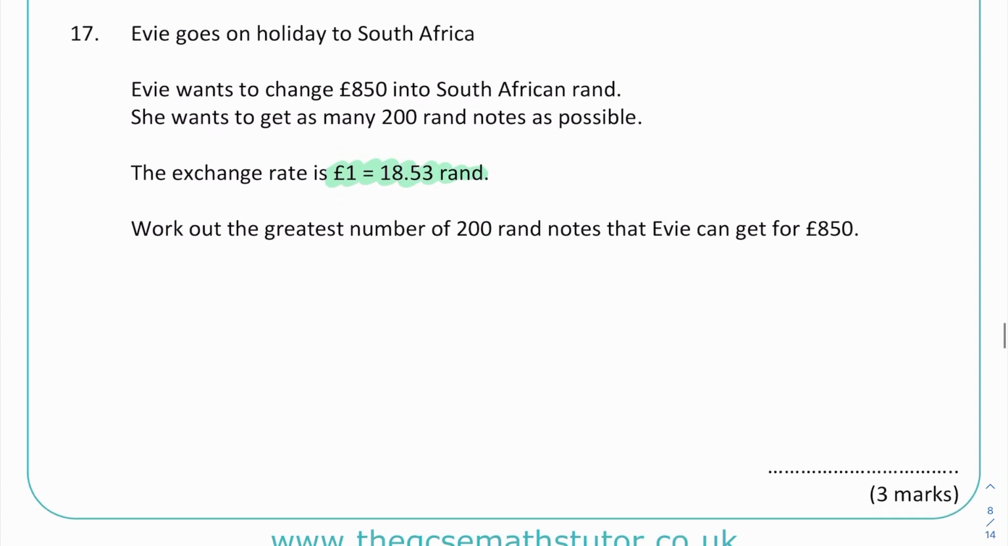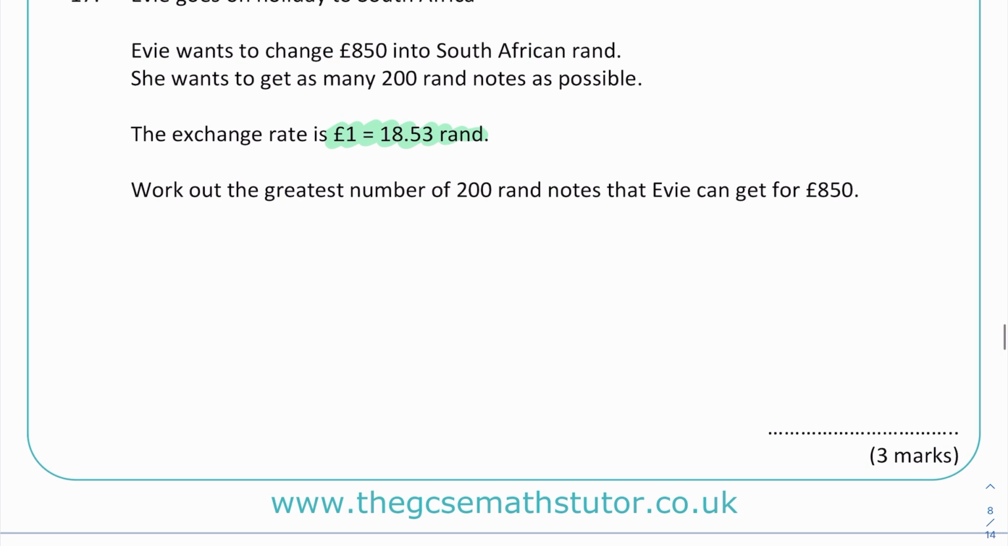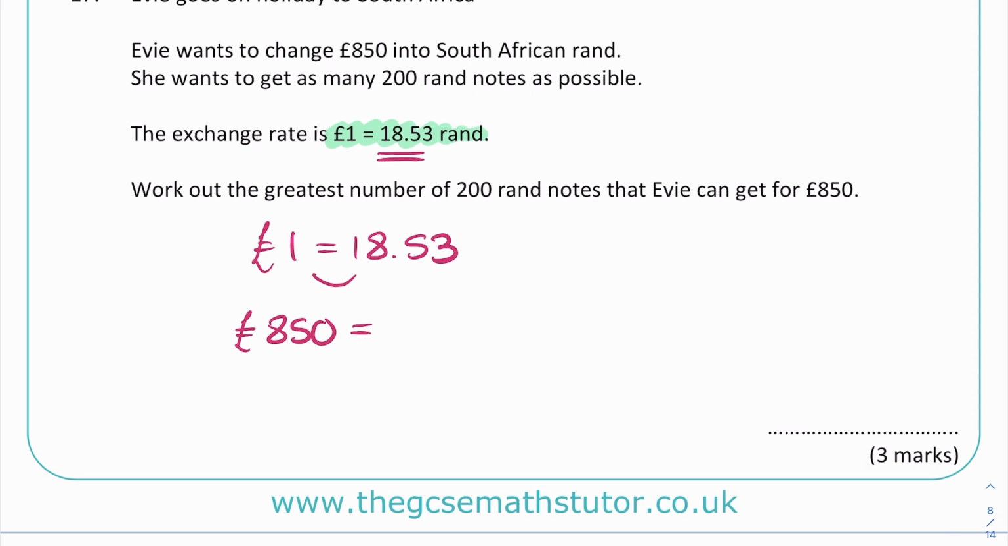So to convert £850 into rand, just have a look at this and think a bit logically. So the actual amount of rand is a higher number than the amount of pounds. And again, you can think about it as a ratio. But we are going from £1 to 18.53 rand. So to get from £850, we'd have to do the same thing, which is multiplying by 18.53.